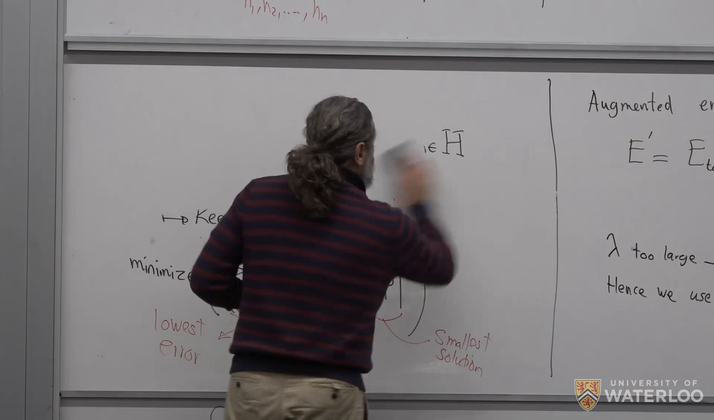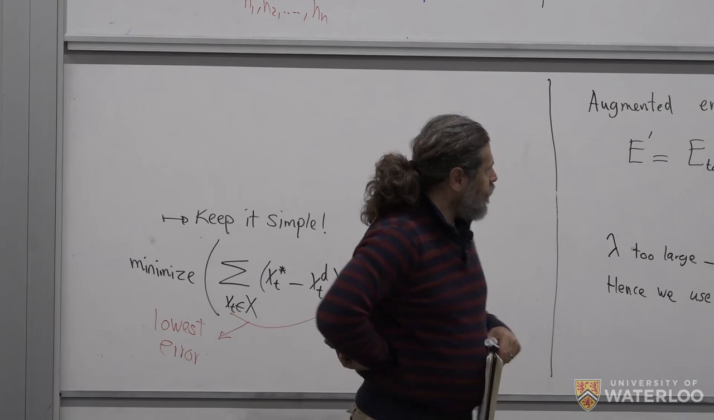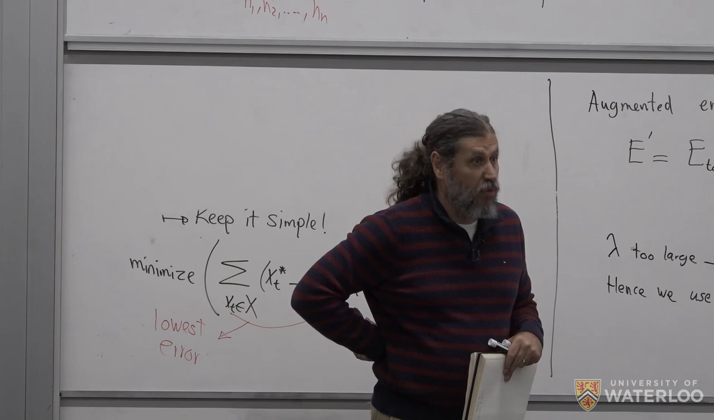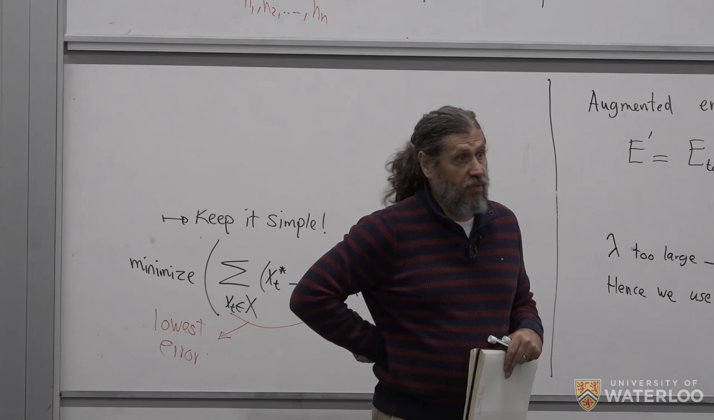Was there a question? Yes? No, the model does not know about this. The cross-validation will enforce this. Yes, the lambda. So we can play with it. We can have different values. And then the cross-validation will bring us toward that.